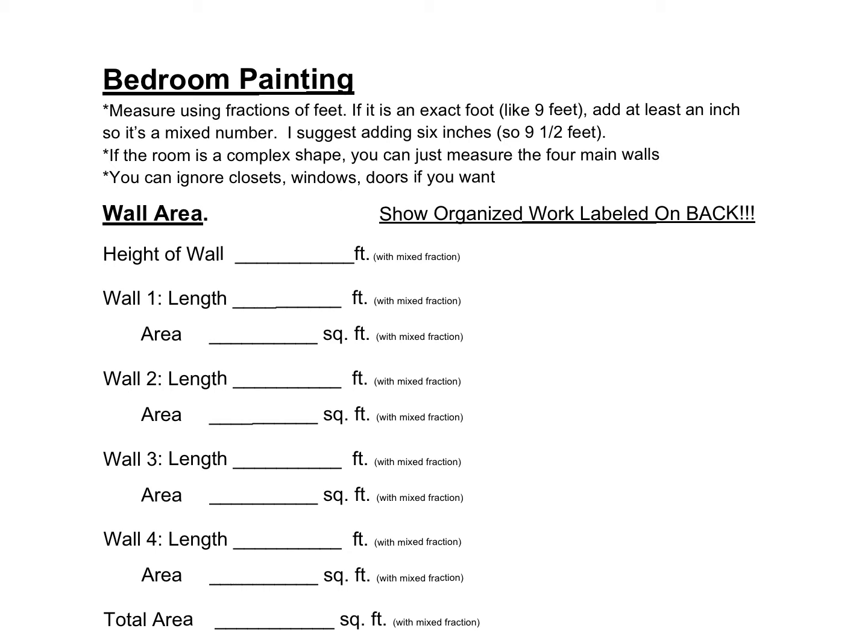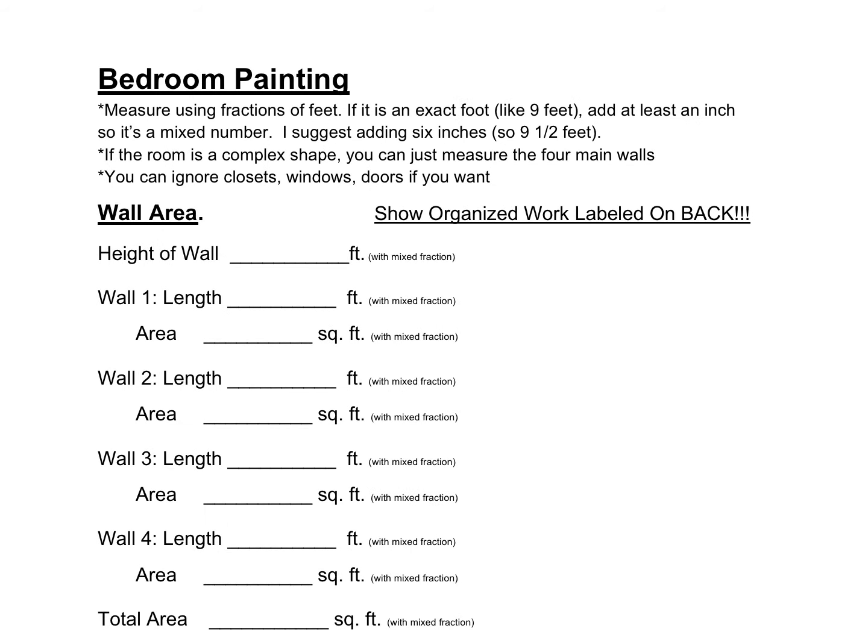Okay, so you're going to measure using fractions of feet for your bedroom. If it's an exact foot, like 9 feet, add at least an inch, so it's a mixed number. Again, I suggest adding 6 inches to make it 9.5. Makes it easier to work with. If the room is a complex shape, you can measure the 4 main walls. And I know some of you have slanted ceilings. If that's the case, and one's at 4 feet and another's at 8 feet, just split the difference. Halfway, the average of 4 and 8 would be 6, and then add a fraction.